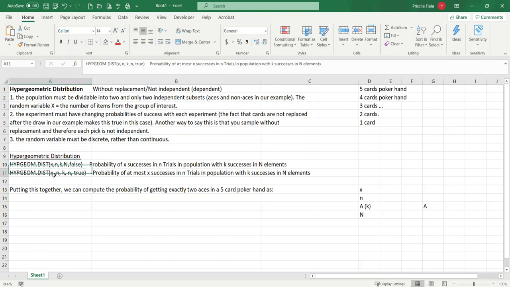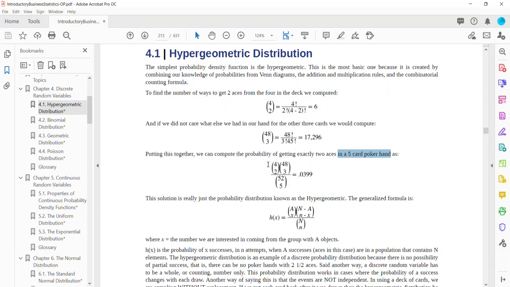So right here, the formulas, what does this mean? I took this from your book. Right here, they tell you that this whole formula over here is supposed to be 0.0399, right? So remember, we're talking about two, you wanted two aces, right? Right here, from the four in the deck, two aces out of the four possible ones, right? And then you have the other hand with the remaining. So if you have a five-card poker hand, so you took two, now you have three. So that's three over here.